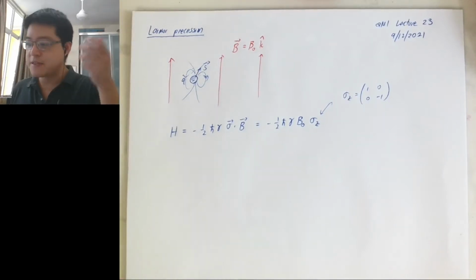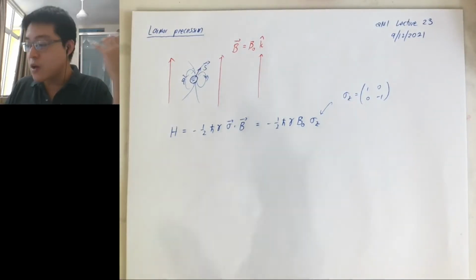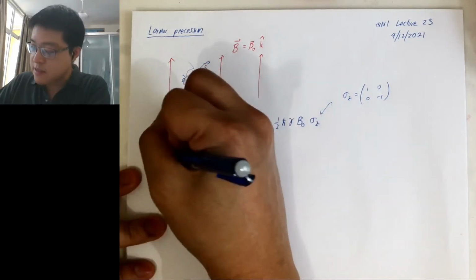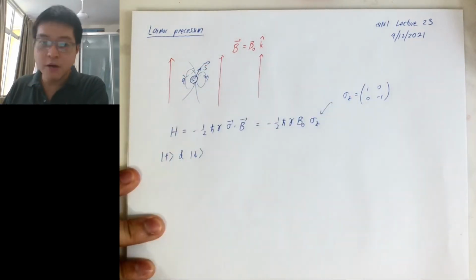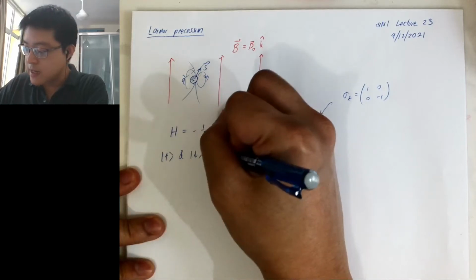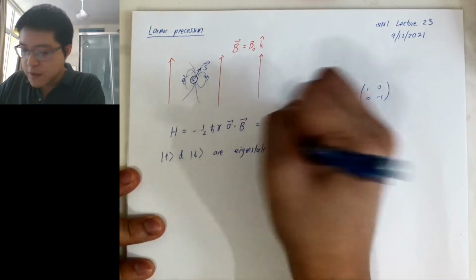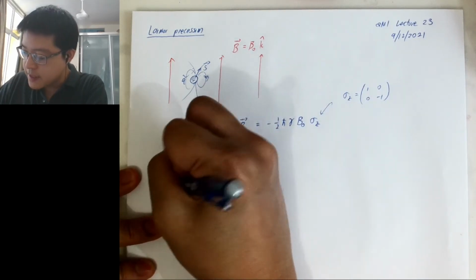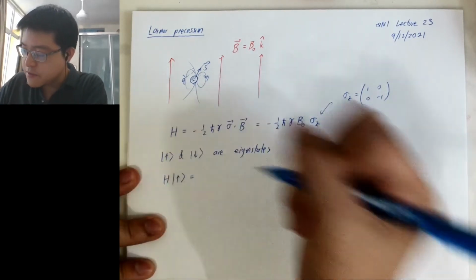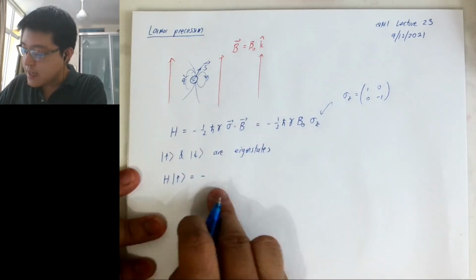So it's pretty fast to solve the Schrodinger equation, because we already know the eigenstates of the Hamiltonian. They are the eigenstates of Pauli z. So therefore we have the solution, and we can give you the energy levels. Let us recap what the energy levels are first. So this is the eigenstate.